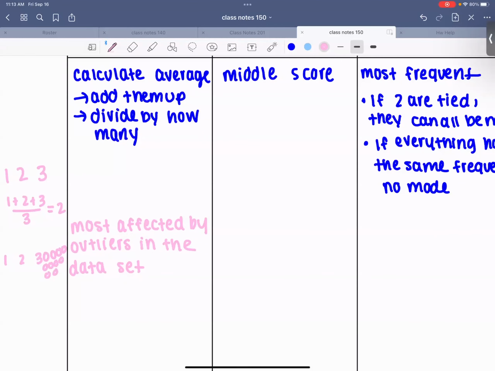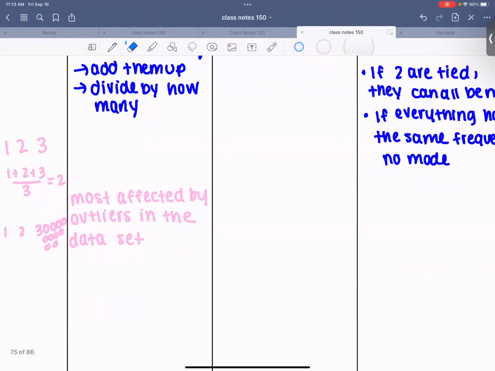Okay, that would definitely affect the mean, right? I would add them together, divide by 3. That's not going to be 2, right? It's going to be something way, way bigger than 2. Now, if we think about the median as a mode, the median wouldn't change because the middle would be 2, and the mode wouldn't change because there is no mode anyway. So I would say that the mean is the most affected by outliers because that 30 billion is going to change the mean a lot.